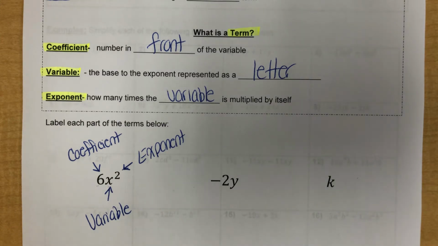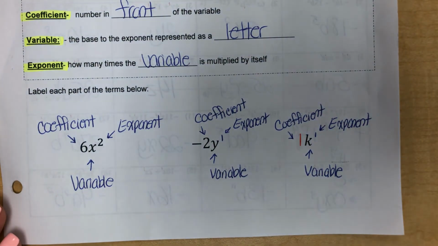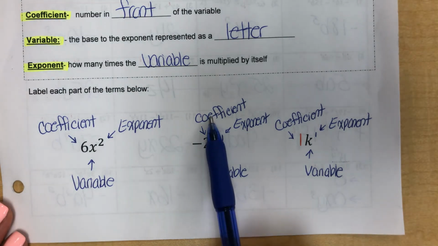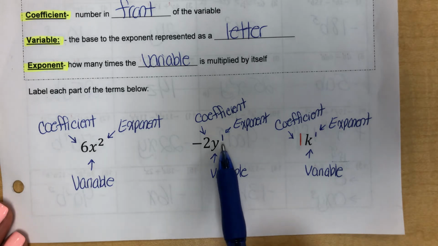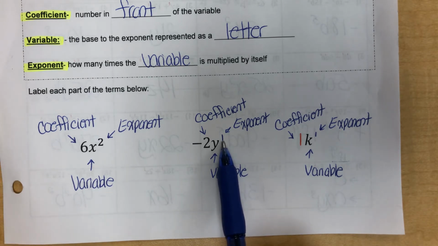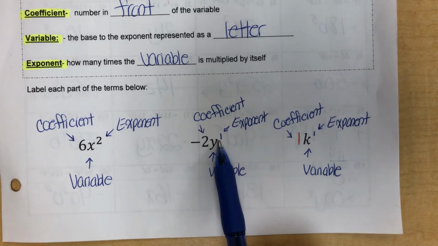At this point, you should be pausing the video and trying 2 and 3 on your own and then checking back. So if we look at number 2, the coefficient should have been -2. y is my variable. And this one was a little tough because there was no exponent, but don't forget, there really is. It's just invisible. It's a 1. So you had to draw that in. So the exponent was 1.